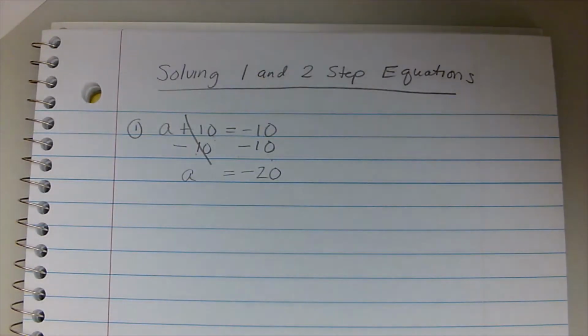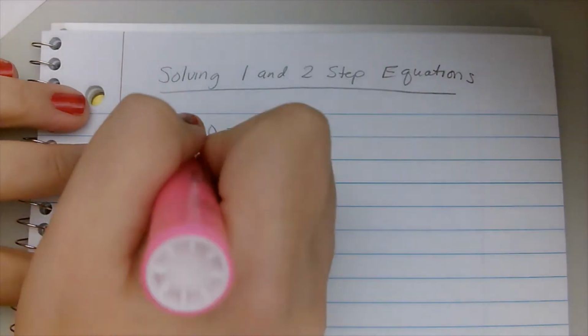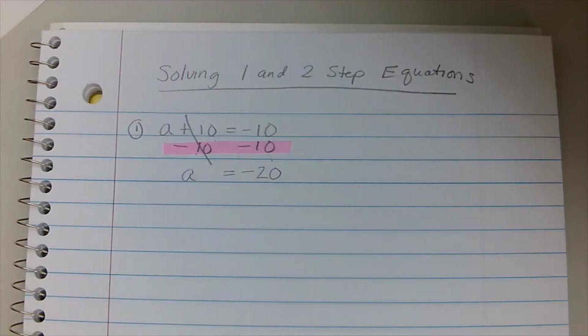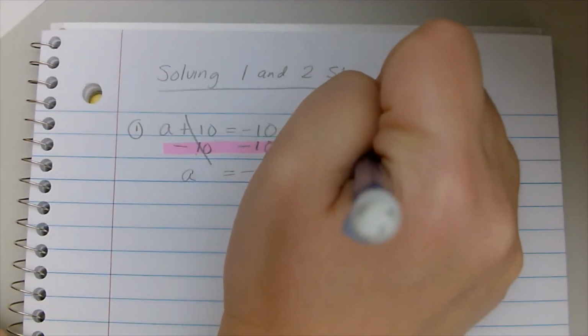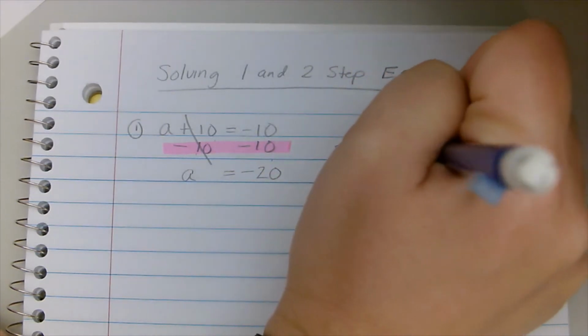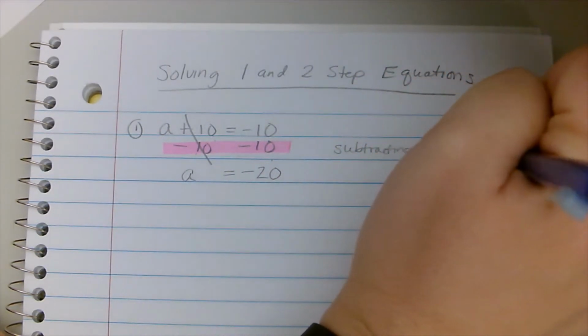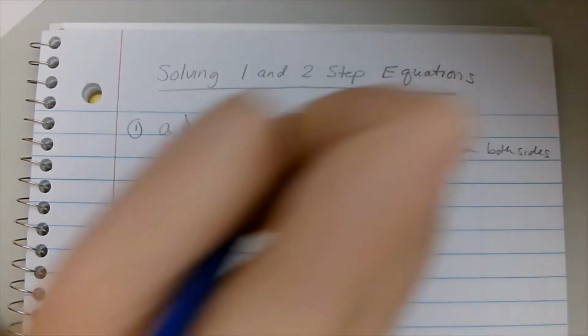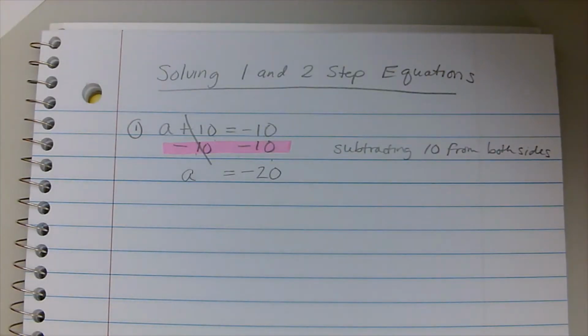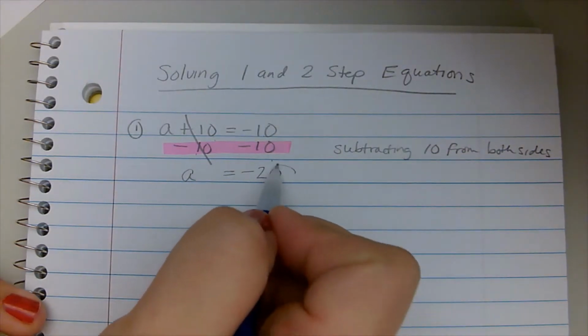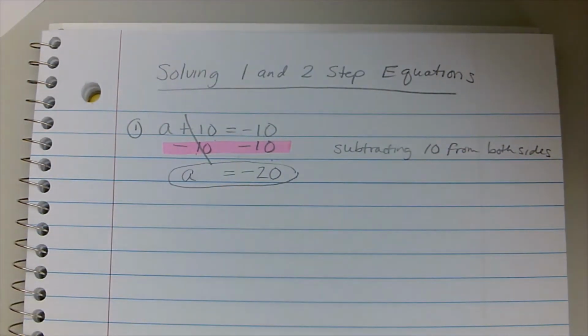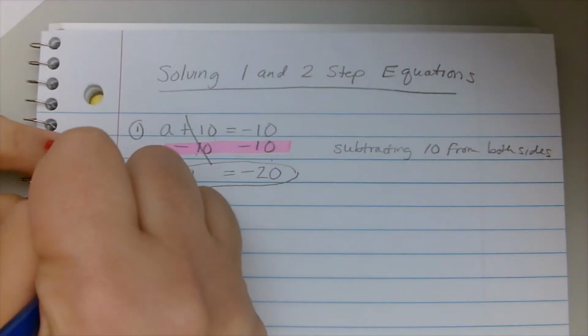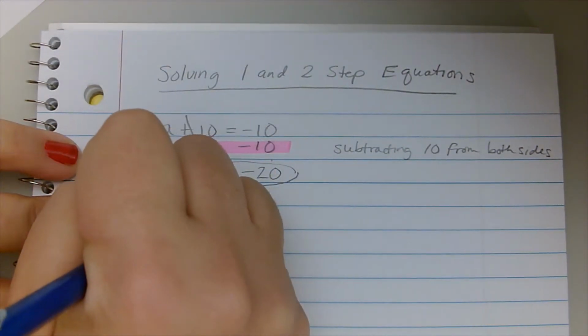The step I really need to see is the inverse operation. A lot of people are just giving the answers. I need you to show me that you're subtracting 10. You don't need to write it in words, but in words, we're subtracting 10 from both sides. This is a one-step equation because I had to do one inverse operation to get to the solution. So this is my final answer: a equals negative 20. We're going to do about 3 more one-step equations, and then some two-step equations.